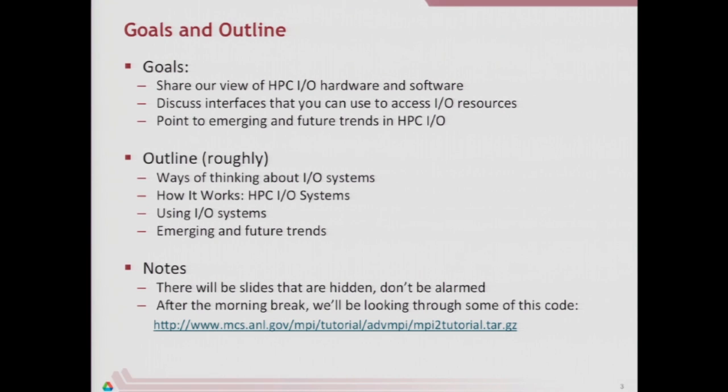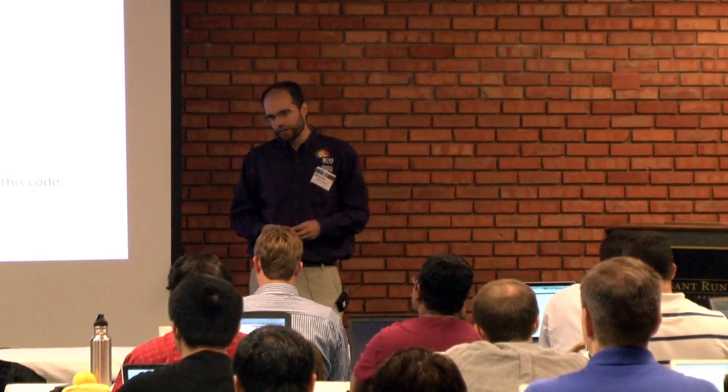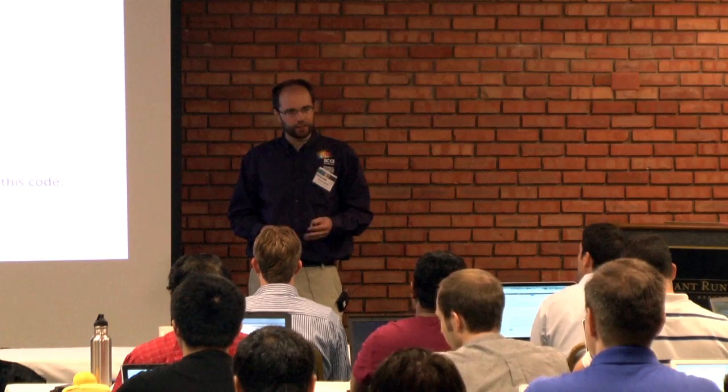So we have a lot of slides. If you got the PDF off of the website, it's 180 slides, but we're not going to go through all of them. There's a lot of hidden slides, so we're going to skip over some stuff here. There's also a little bit of code. There's an MPI 2 tutorial, which has an I/O piece of it if you want to grab that and look at that after the morning break. That might be helpful to follow along. Or you can tune this out and play with it yourself. There's a lot of good stuff in there, not just I/O related.